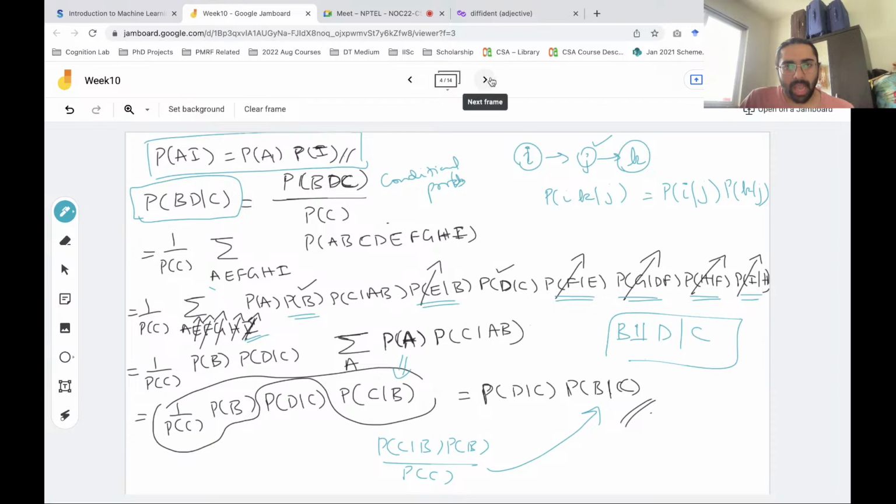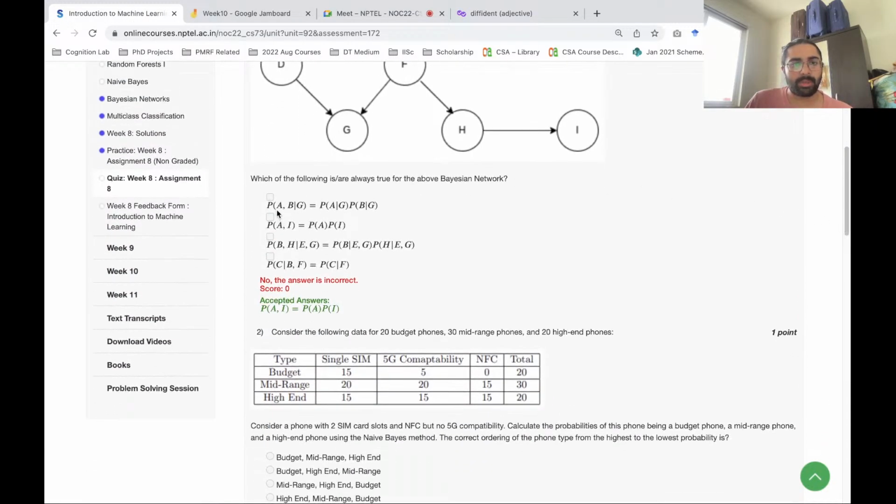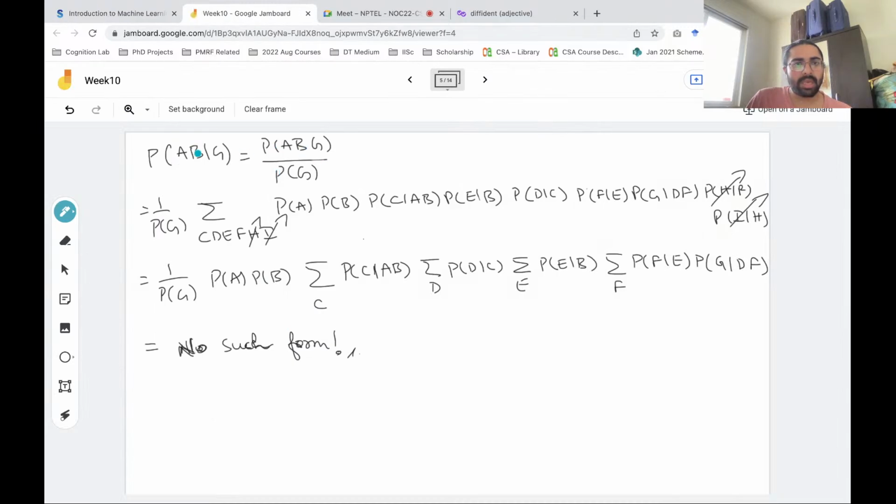Okay, now in the same way, try to solve the first question here, that is p of a, b given g. What will end up happening is you have the same form here. You'll say 1 by p of g, and you'll have the summation over all these variables except a, b and g, and the same form. Now you can use this idea of summing out and removing I and h here, because you'll have a summation over I of p of I given h, which turns out to be 1. Same thing here, summation over h of p of h given f, which is 1.